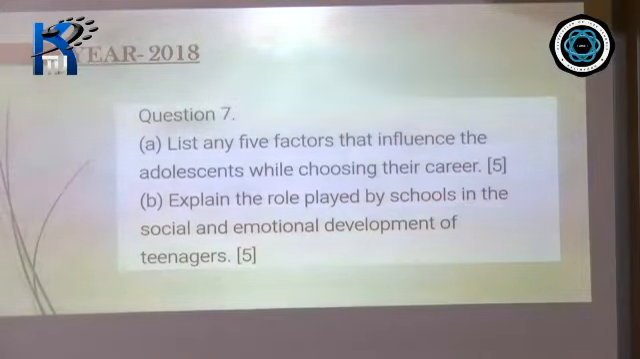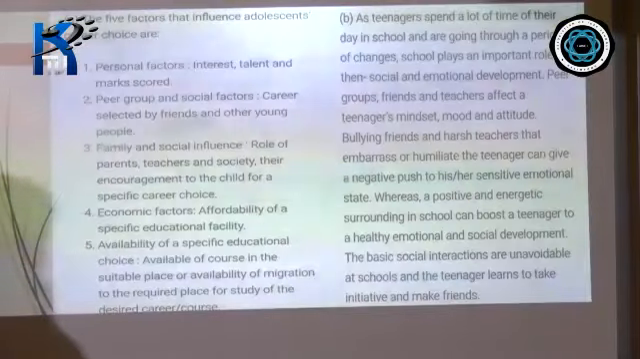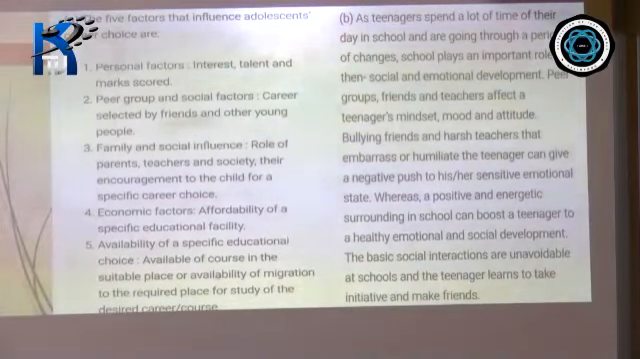In this context, a question was asked in the year 2018: five factors that influence the adolescent while choosing their career, and the role played by schools in the emotional and social development of a teenager, again for 5 marks. So, how does an adolescent choose a career? For this, definitely personal factors like interest, talent, marks are very important. Peer groups, social factors play an important role. Family and social influence. Economic factors definitely, affordability, availability of specific educational choice for an adolescent, again for 5 marks.